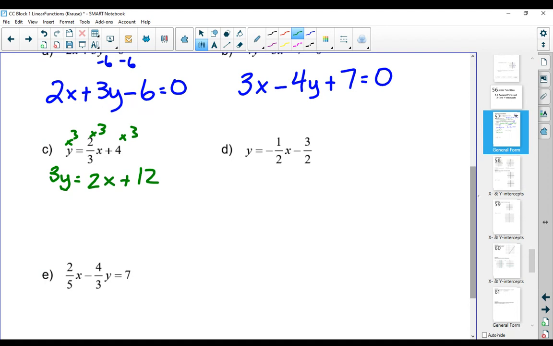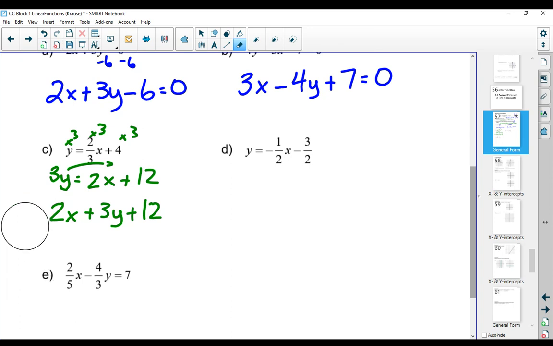We need to move everything so that the x is positive. X is already positive, so it's the 3y that we're going to move. So we're going to have 2x plus 3y plus 12. And again, it doesn't matter which side the 0 goes on. We'll put it here. Initially, we can easily have it on the right-hand side. It doesn't change our equation.